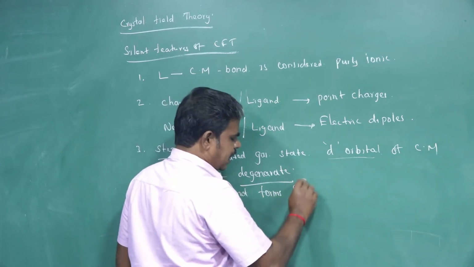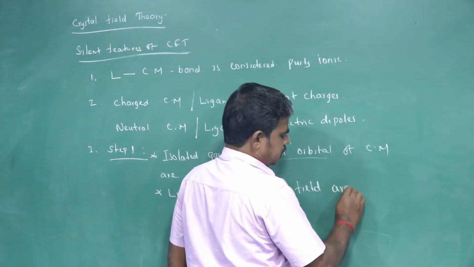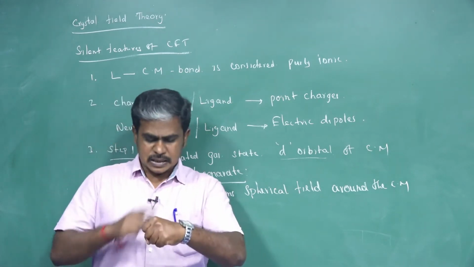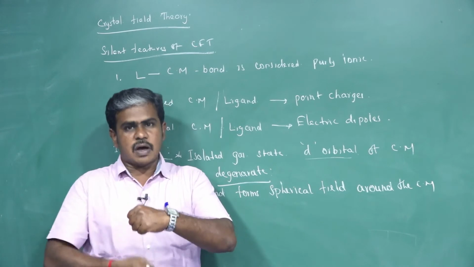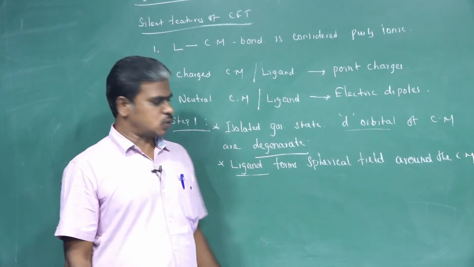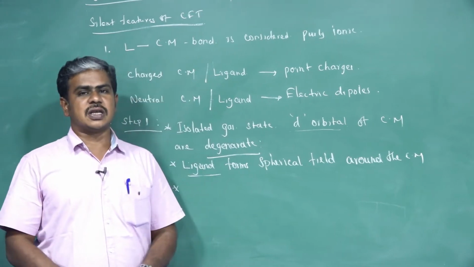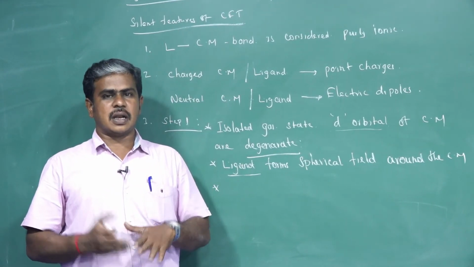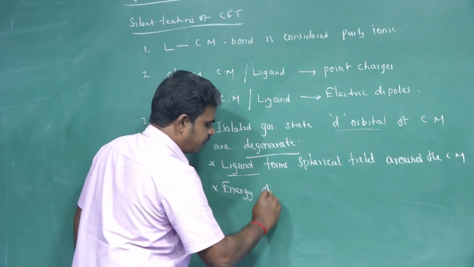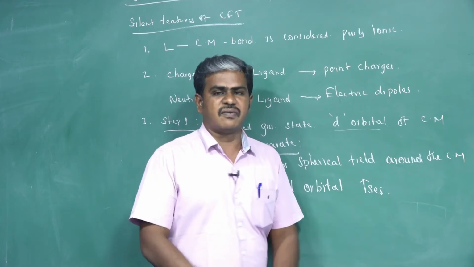The ligand forms a spherical field around the central metal atom. So, here we may take the central metal atom, and now the ligand. The ligand is considered a negative charge, so it is an electron donor. Now, what happens here? The d orbital energy in the degenerate orbitals increases in a spherical field.